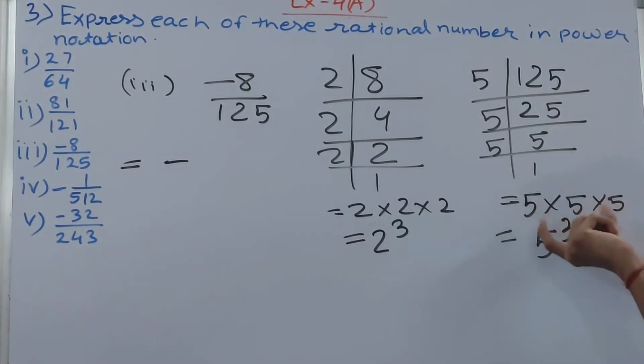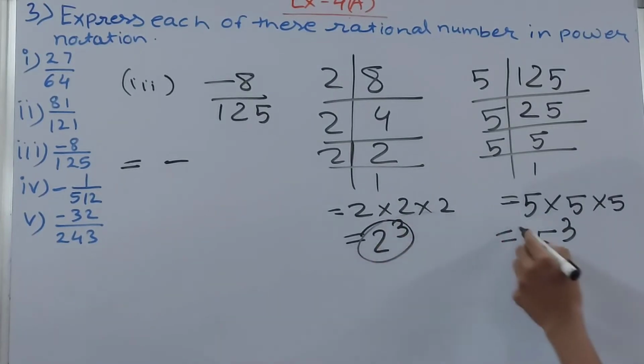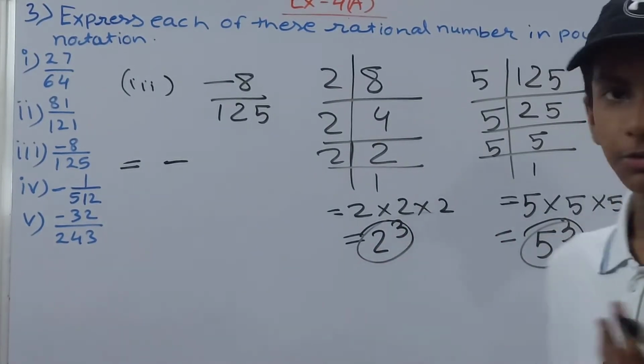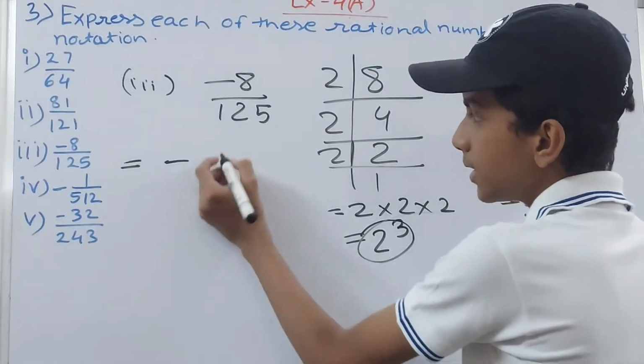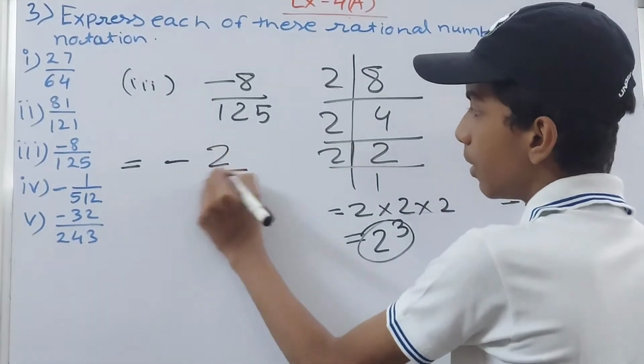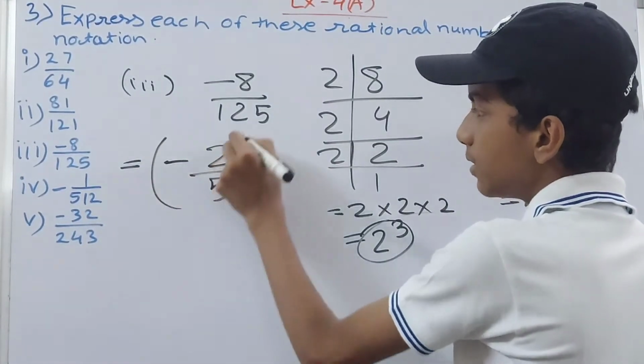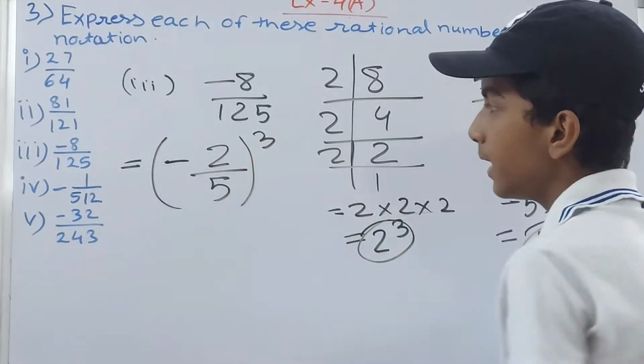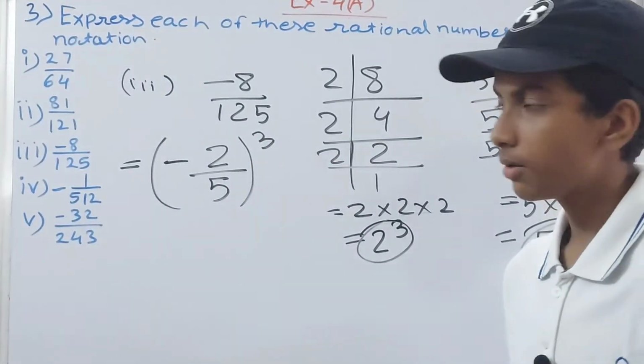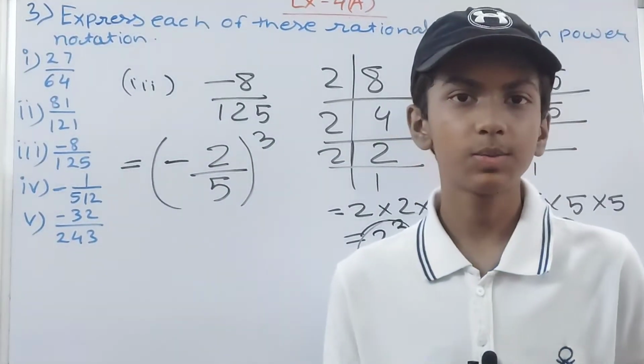So basically we will write this in the exponential form. So 2 to the power 3 and 5 to the power 3 have the same powers. So the minus is already there. Now 2 upon 5, and put this in the brackets. Outside of it we will write the power which we have got, 3. Now let's move on to the next part.